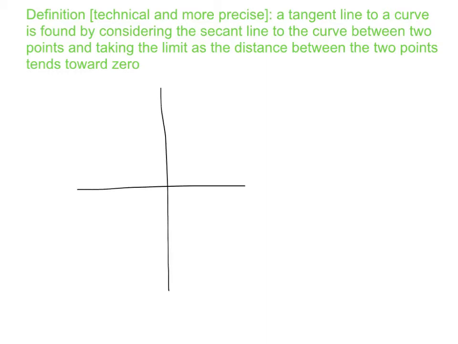What I'm going to ask you to do to find a tangent line, let's say you've got a curve like this, is think about a secant line between 2 points. Let's say that you really want to find the tangent at this point right here. That's really the one you want to find the tangent line for. You take a secant line, and you're going to take the limit as the distance between those 2 points tends towards 0.